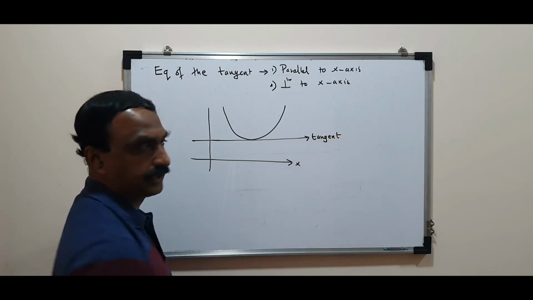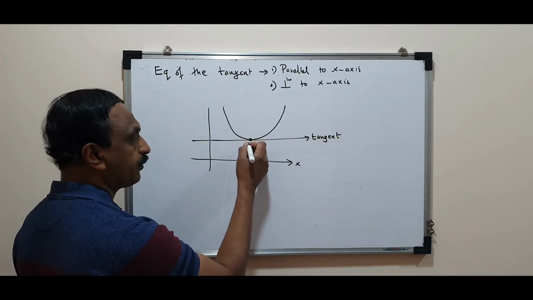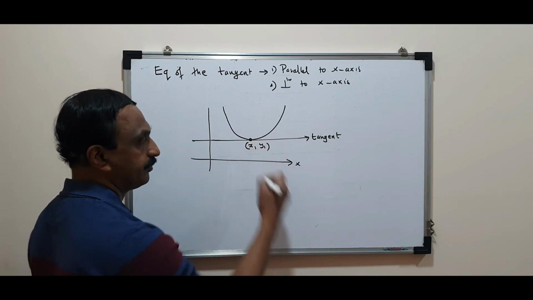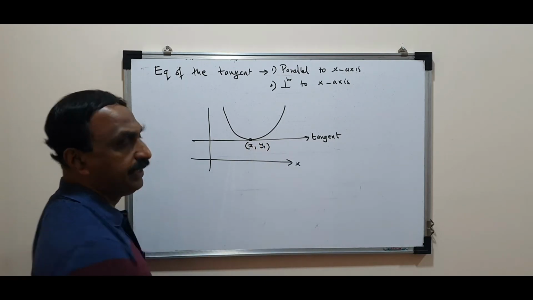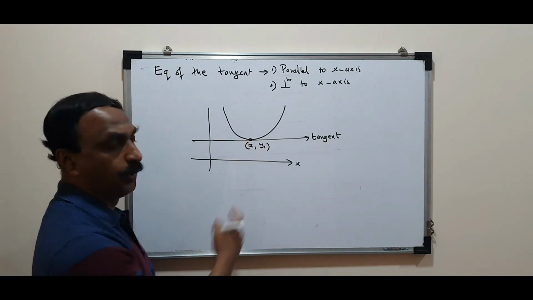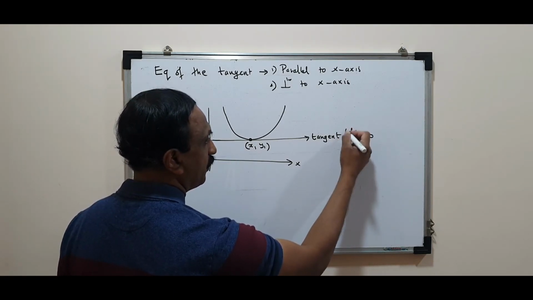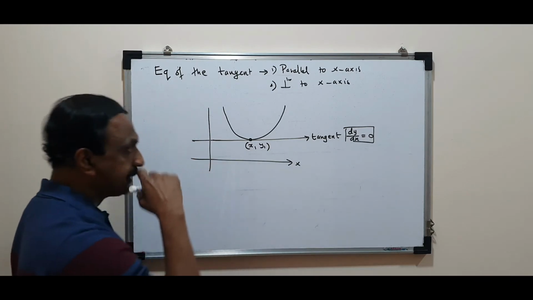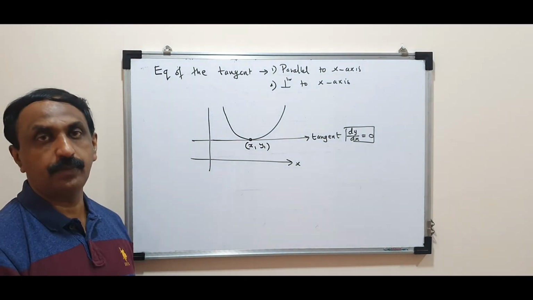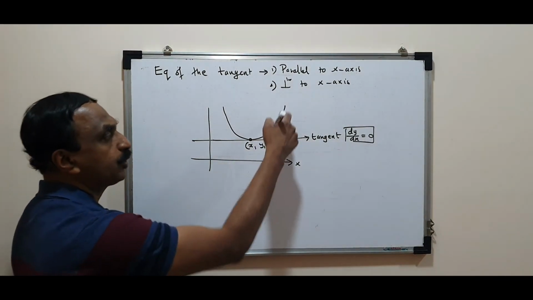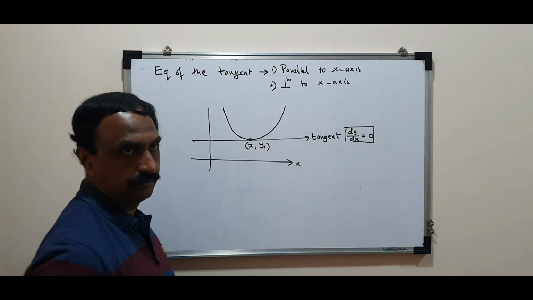What will be the speciality? Let's assume this point of contact is (x1, y1). You know that when a line is parallel to the x-axis, slope is 0. So dy by dx will be 0. The first point: if a tangent is parallel to the x-axis, slope at that point will be 0. So you will be able to get the coordinate by using this.